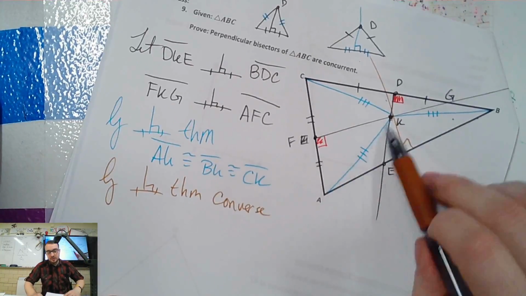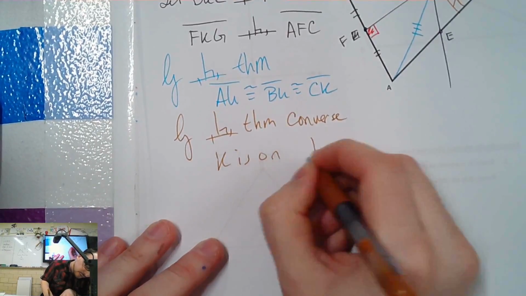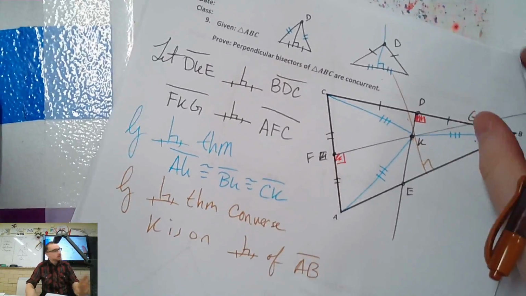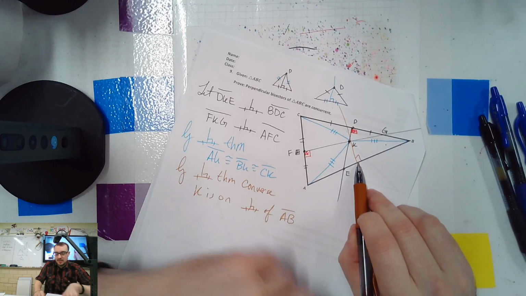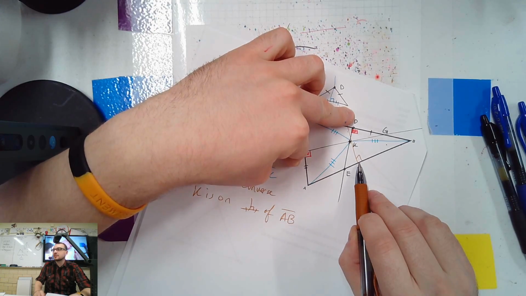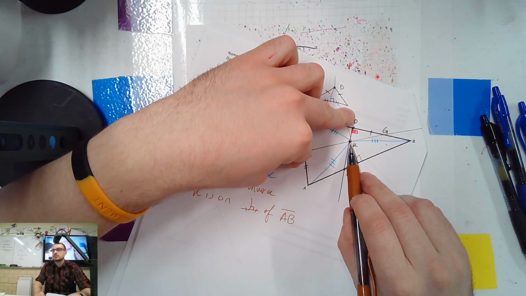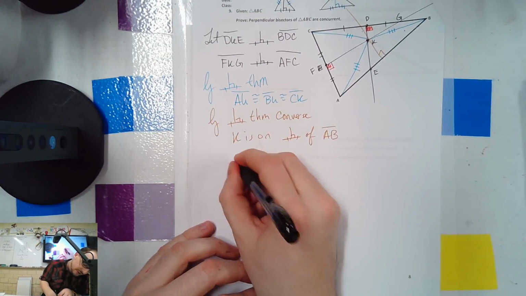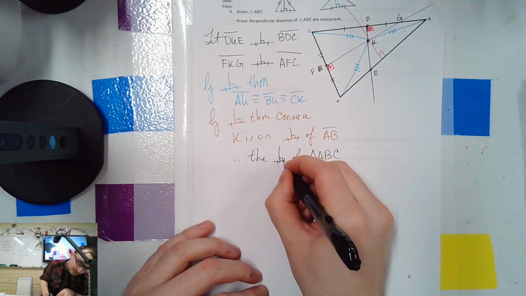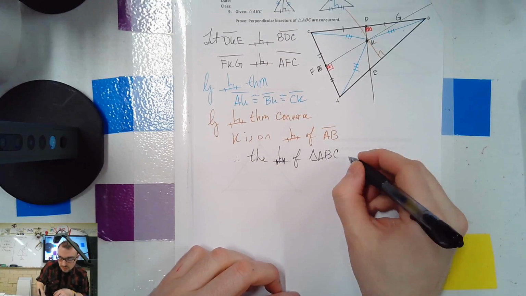So because it's equidistant, it's on the perpendicular bisector of AB. So I'm going to write that. K is on the perpendicular bisector of AB. Well, if it's on this perpendicular bisector, and this side's perpendicular bisector, and this side's perpendicular bisector, isn't it on all three sides' perpendicular bisectors? Yep. Well, if it's on all three, they must intersect there. Yep. So they're concurrent. Therefore, the perpendicular bisectors of triangle ABC, you do need these little symbols here. It's not just perpendicular, it also bisects, okay? Of ABC are concurrent.